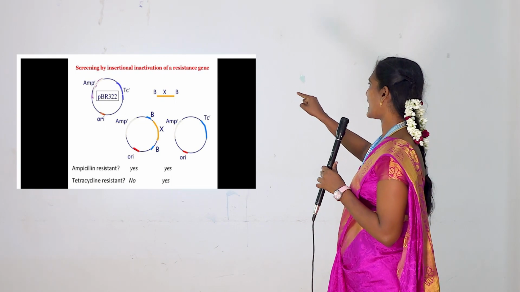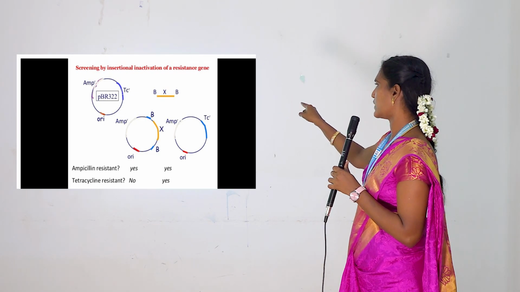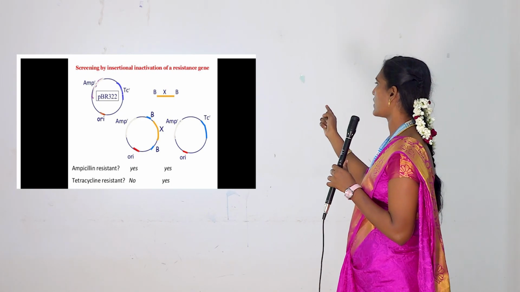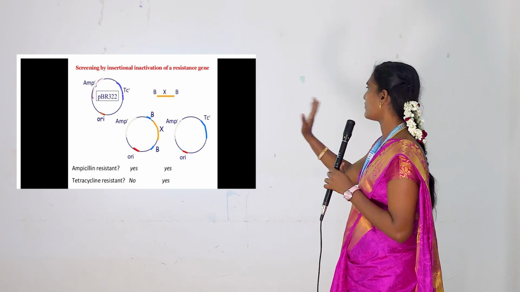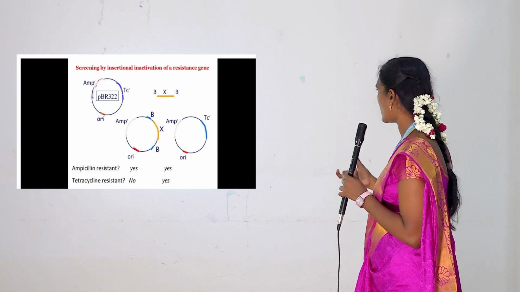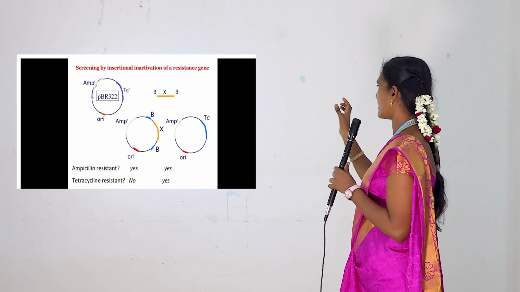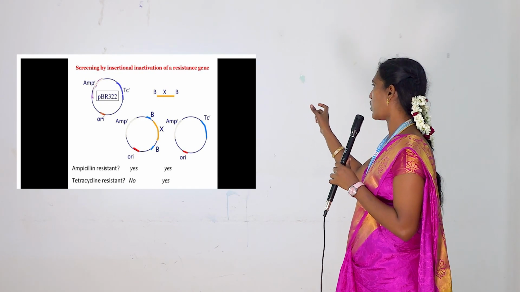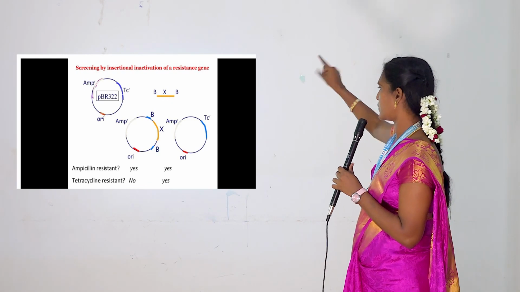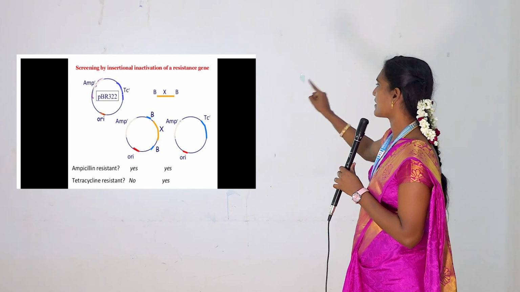Next, screening by insertional inactivation of a resistance gene. This is pBR322. There are two selectable markers, one is ampicillin resistance and the other is tetracycline resistance, and there is an origin of replication. This orange segment is the gene of interest which we are going to insert into the plasmid vector. Let us imagine that we insert that gene of interest into the tetracycline resistance gene.